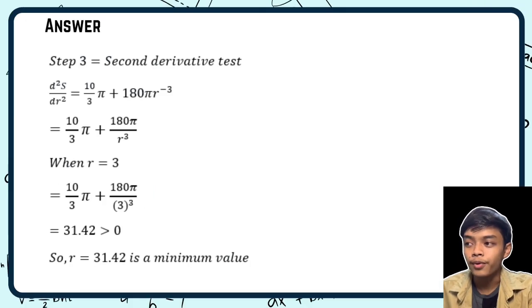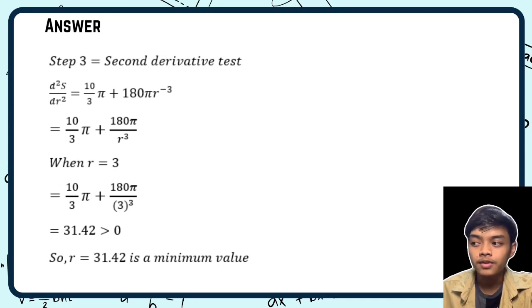Step 3. To find the maximum or minimum point, we need to find the second derivative from the first derivative. So, from 10/3 pi minus 90 pi r power -2, we get 10/3 pi plus 180 pi over r cube. When r equal 3, we substitute r with 3, and then we solve the equation and get 31.42. The value is more than 0. It means that it is a minimum value.